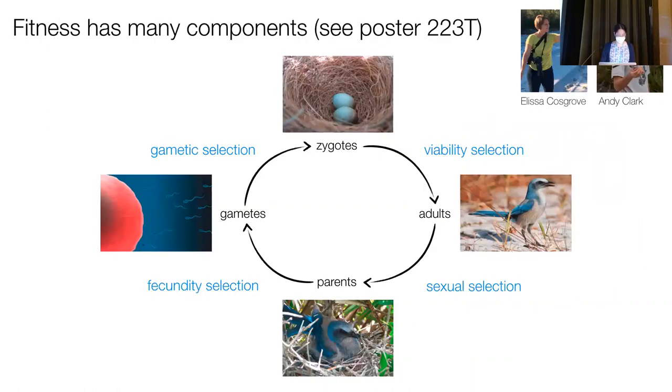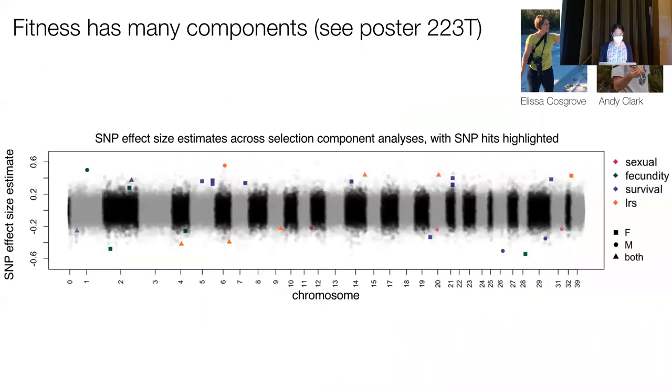But we're also really interested in doing a more fine-scale dissection of fitness in this population. We have an ongoing project using selection component analysis to try to identify regions of the genome that are associated with these four different fitness components. If you missed Elis's poster yesterday, I encourage you to go online and check it out. So far we've identified about 25 loci under viability, sexual, or fecundity selection, and 7 loci across the genome with significant differences in lifetime reproductive success.